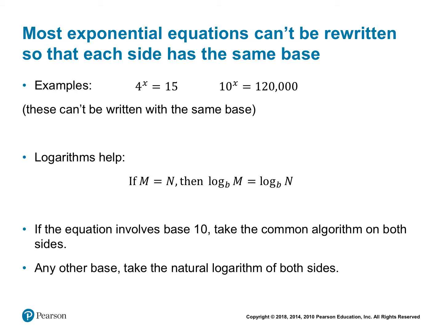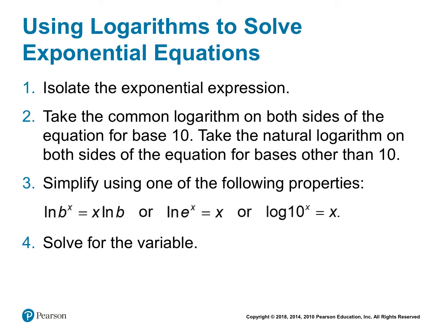So if m equals n, then the log base b of m is equal to the log base b of n. So if the equation involves base 10, we're going to take the common logarithm on both sides. Any other base, we're going to take the natural logarithm of both sides. So this is the main thing you're going to want to take away here. So we'll use that to help us on the next slide. So first you need to isolate the exponential expression. So get the exponent on one side. Then take the common logarithm on both sides if it's a base 10.